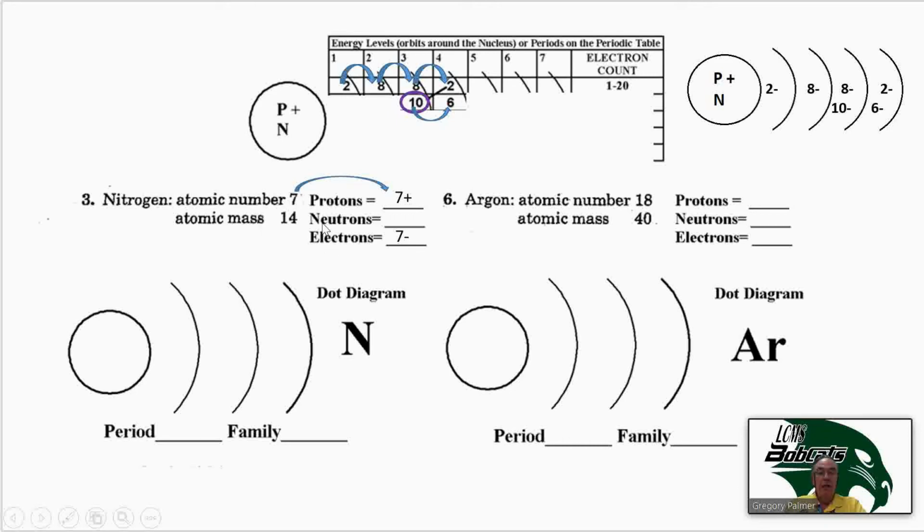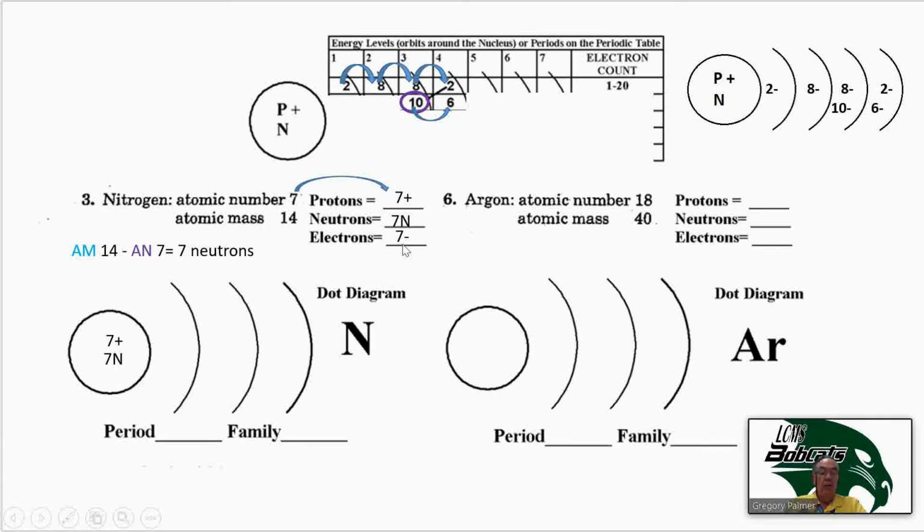To find the neutrons, remember the atomic mass is protons plus neutrons. It's the total of these two. So something plus 7 equals 14. Or the other way we can find it is 14 minus 7 equals whatever this is. So we do our math. 14 minus 7 is 7 neutrons. Now we have all the parts of the atom. The easiest thing to do is put the nucleus in first. So we're going to put in the 7 protons and the 7 neutrons.